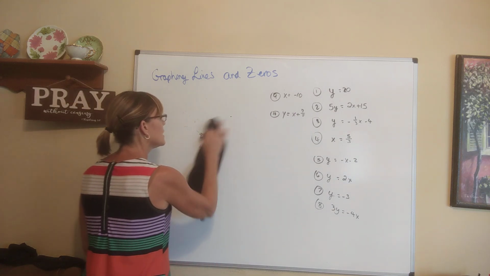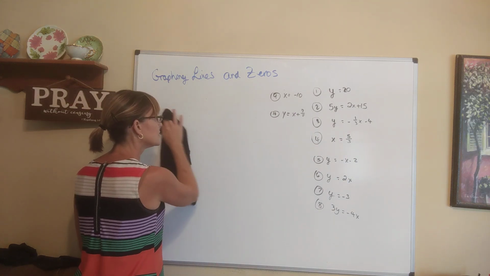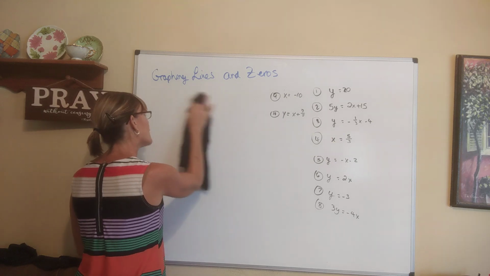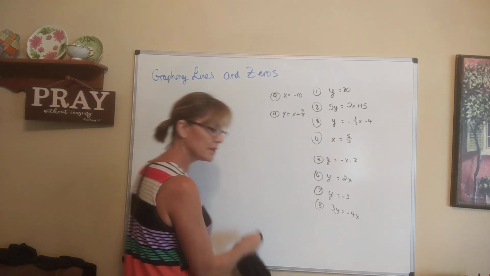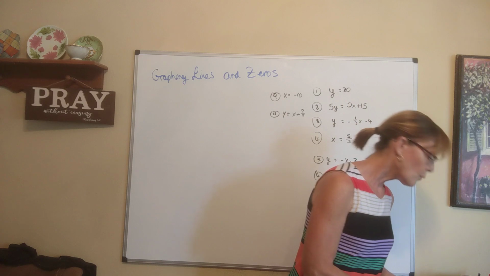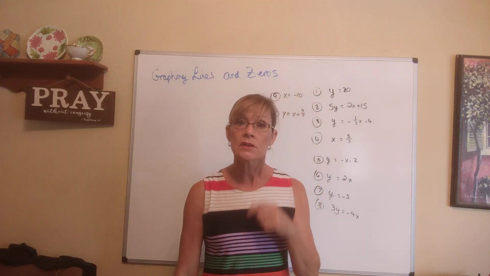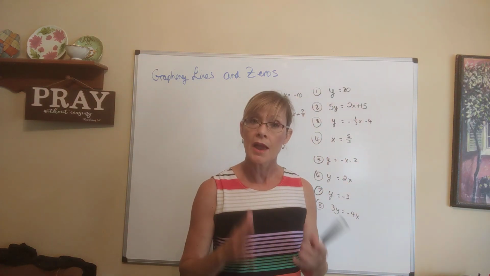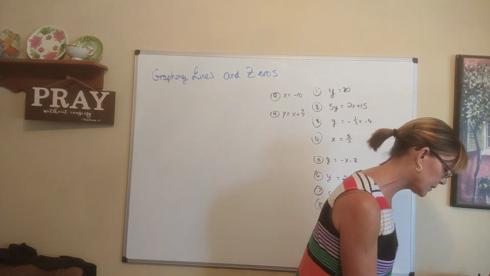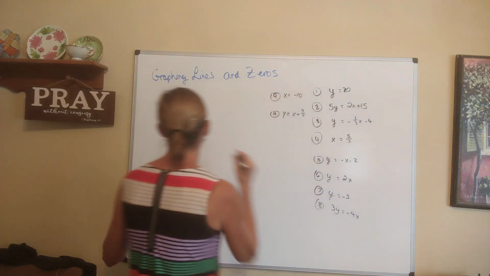So right here, I have a few problems on the sheet that say find the zeros. If I were to ask you to find the zeros of this function, I want you to know that just means find the x-intercept. Okay? Solve for x when y is 0. That's what that means. How do you find a zero? So this is good to take note of.